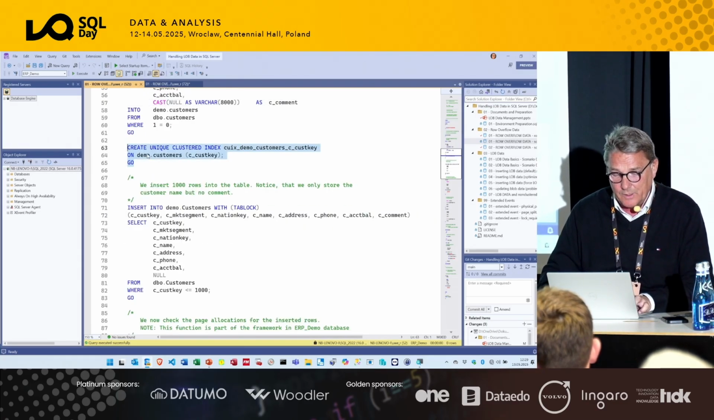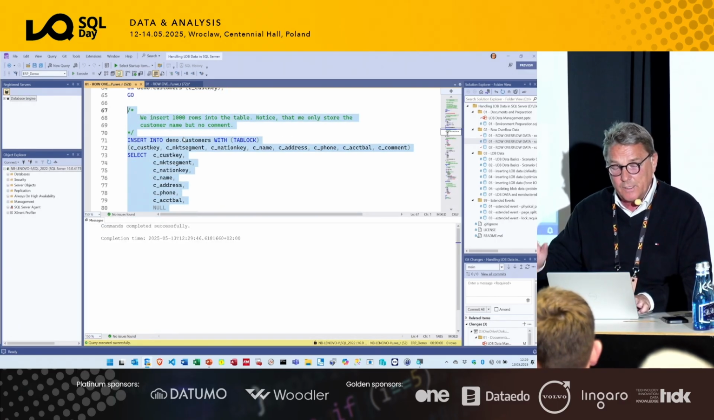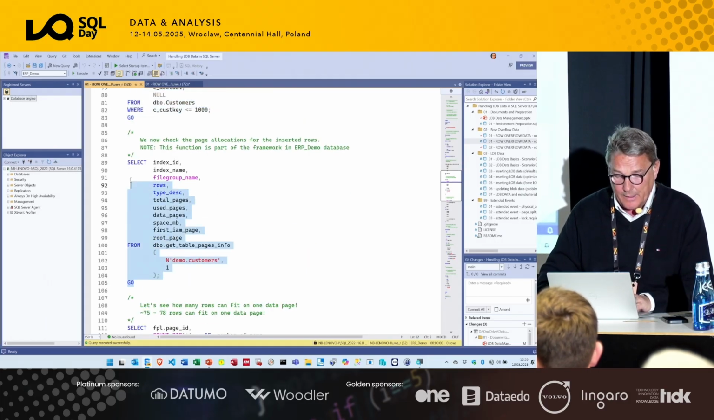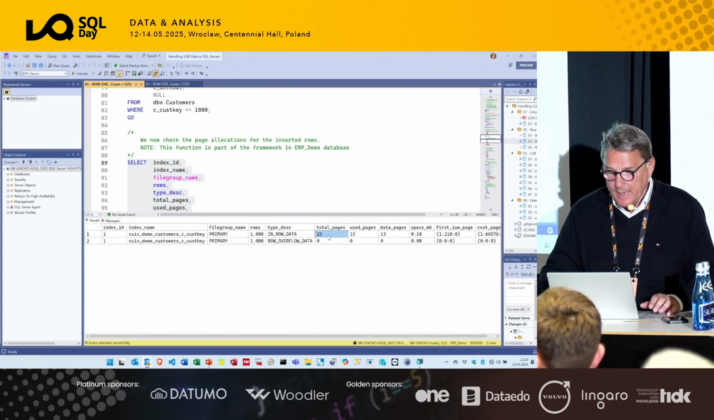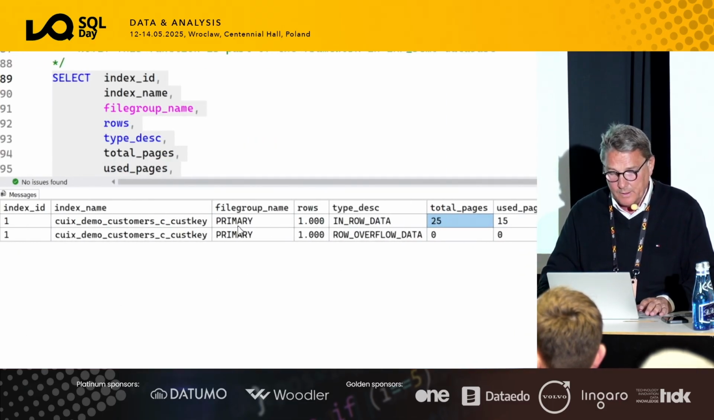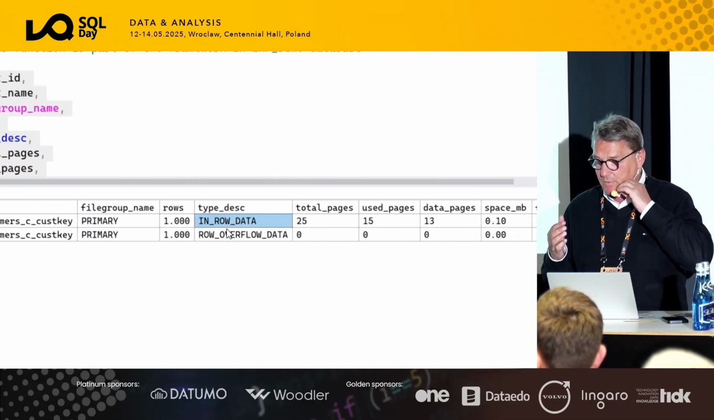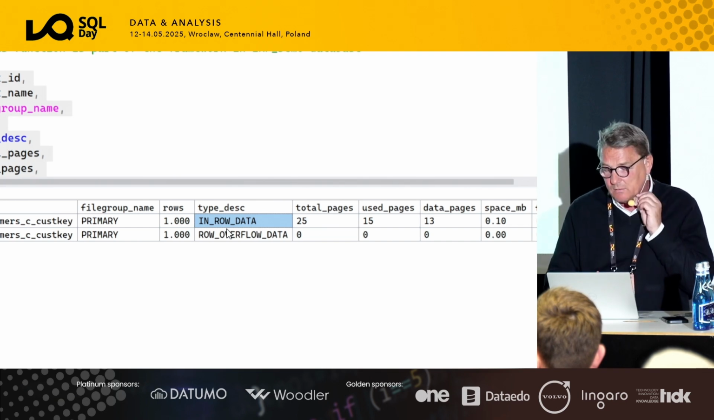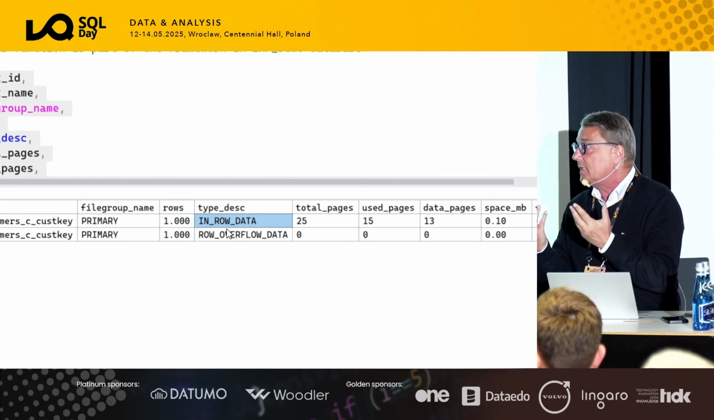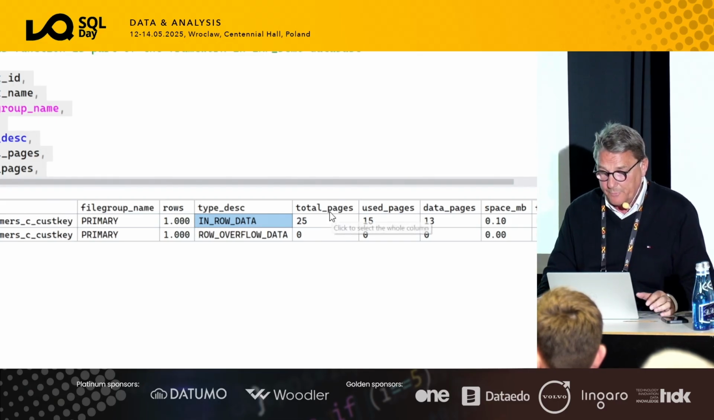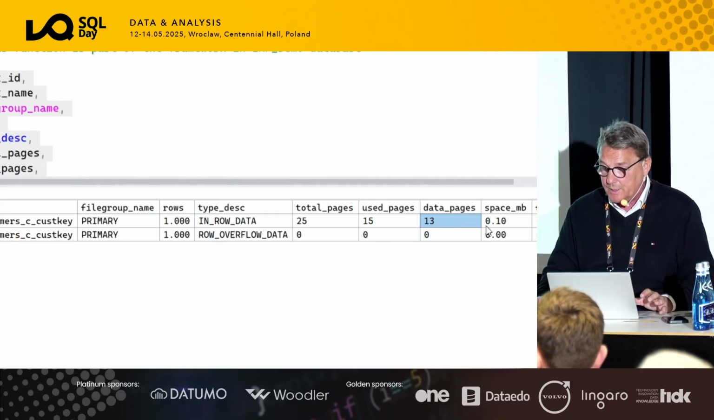So now I create only an index, and here I insert 1,000 rows into it. Native data, very small data, very clean data. And let's have a look at our index. There's a clustered index on it. Notice this. We have 1,000 rows as so-called in-row data. So that means every single row is less than 8,060 bytes. That's fine. We have 25 pages. We are using 15, and we have native data pages 13. That's it.